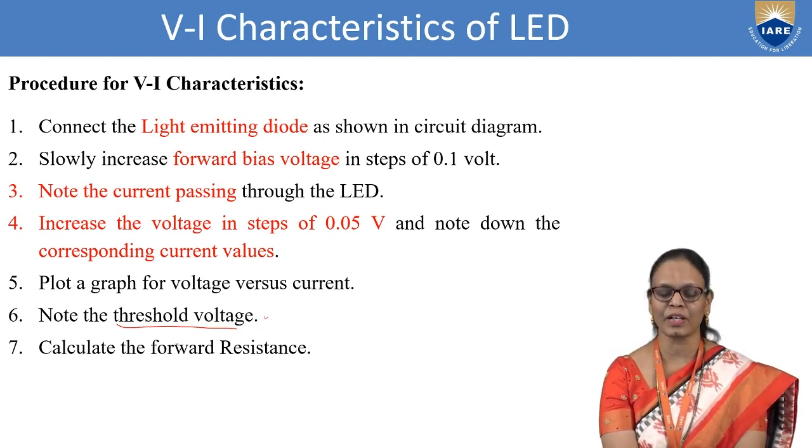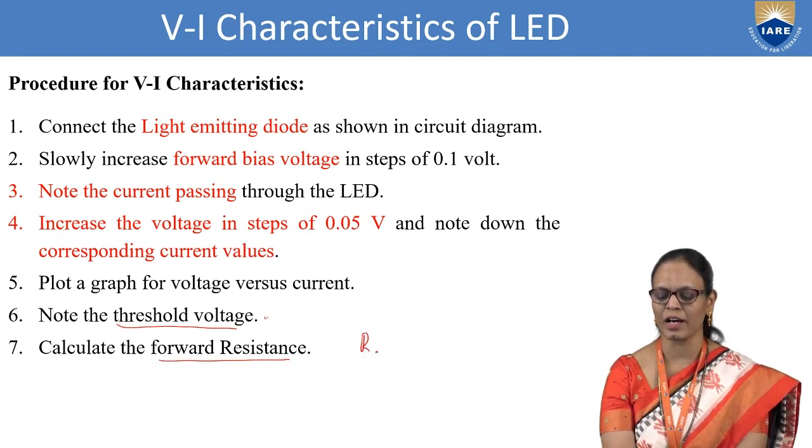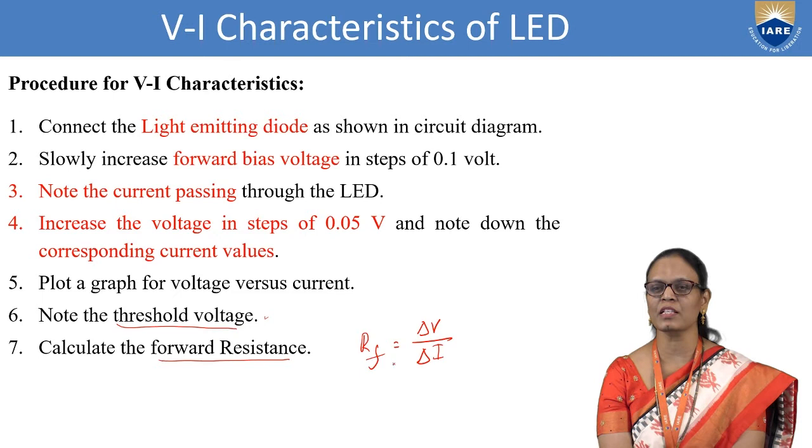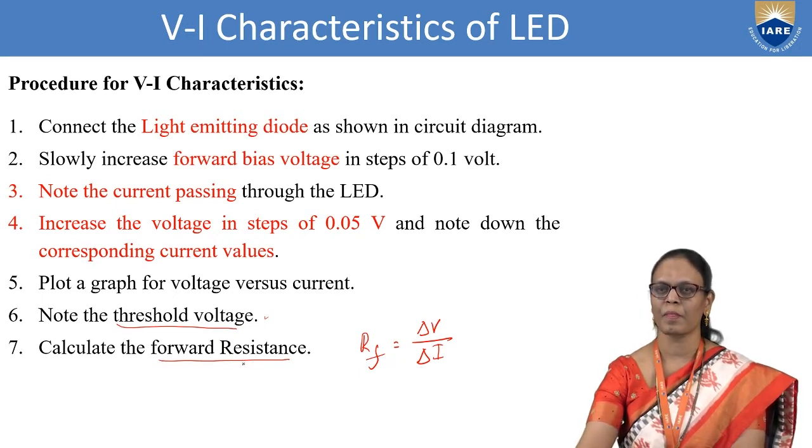After calculating that, we can also calculate the forward resistance using the formula RF is equal to delta V upon delta I. Using this formula, we can calculate the forward resistance.